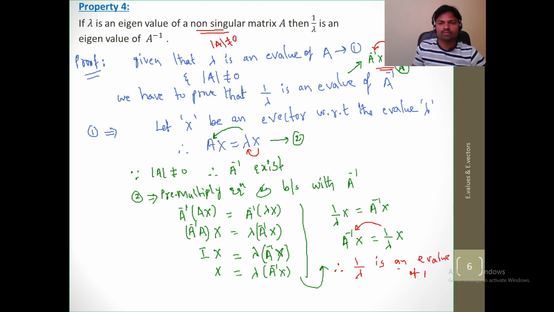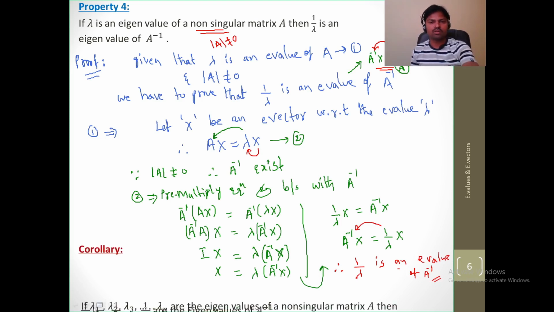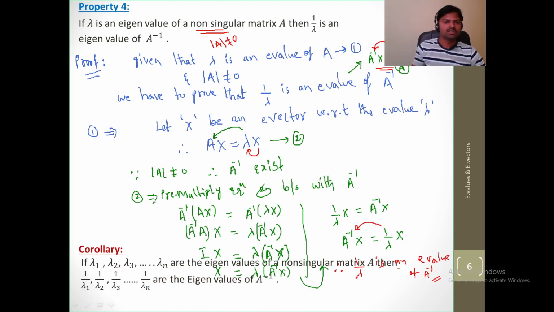Of A inverse. So this is the conclusion. Now let's have one corollary. Same like that, if A is an n by n matrix, and lambda 1 to lambda n are the eigenvalues of A, then the corresponding eigenvalues of A inverse are the reciprocals of those eigenvalues: 1 by lambda 1, 1 by lambda 2, up to 1 by lambda n are the eigenvalues of A inverse.